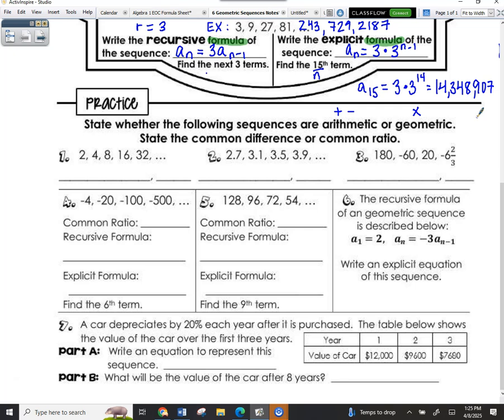Multiply. Which one should you write? That one. On the ratio? What was the multiplier?